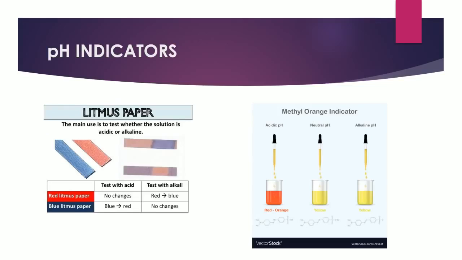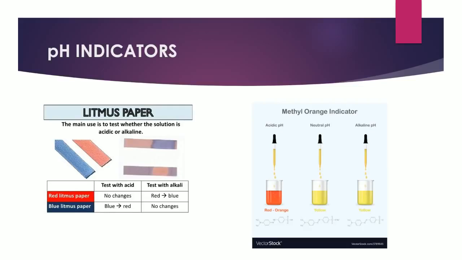So other than the universal pH indicator that actually tells you what the pH of a chemical is, there are 2 other indicators that you need to know. These ones don't actually tell you what the pH is, they simply tell you whether something is acidic or basic. First of all, litmus paper. It comes in 2 variations, red or blue. If you use the red litmus paper and you put it in an acid, there will be no change, it will remain red. If you add it to an alkali, it'll change color from red to blue.